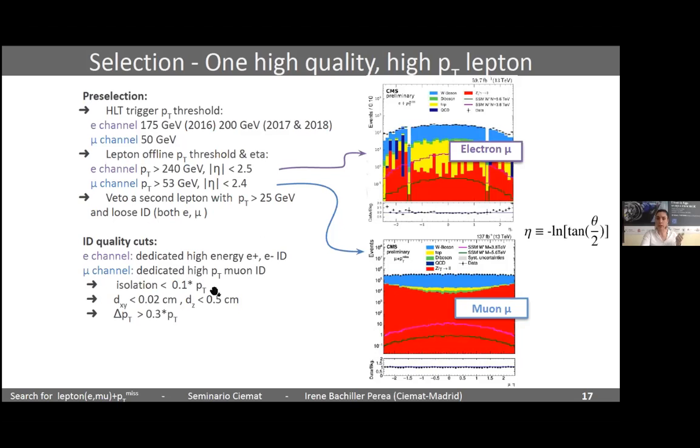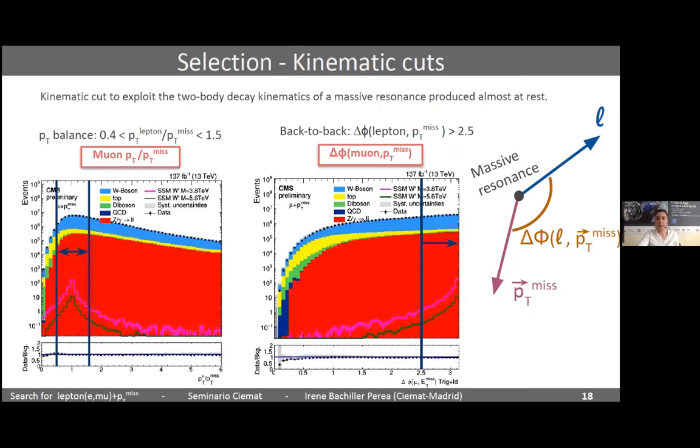They are based on the isolation, on the impact parameters, or the uncertainty of the PT. The next step in the selection is the kinematic cuts. We exploit the two-body decay kinematics in the transverse plane of a massive resonance. A massive resonance should have a balance on the PT because it's produced almost at rest.